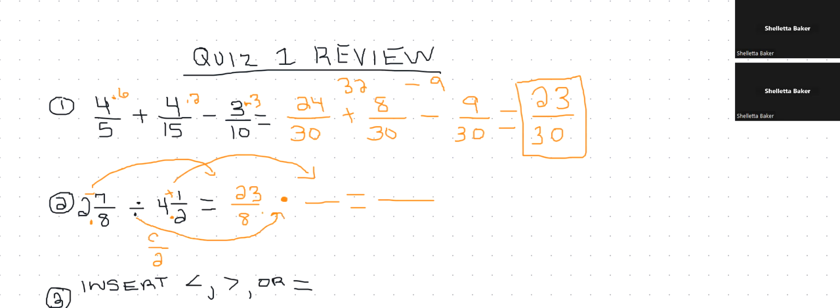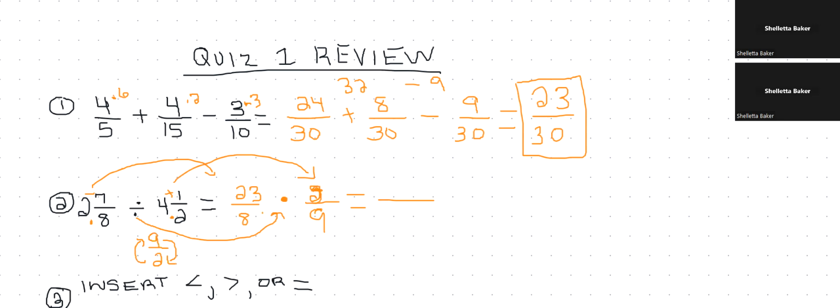The reciprocal of 9/2, we're going to reverse this fraction and move the denominator to the numerator and the numerator to the denominator. This is us multiplying by the reciprocal. I'm sorry, that will become 2/9. After we take the reciprocal, which is 2/9, we're going to simplify here.